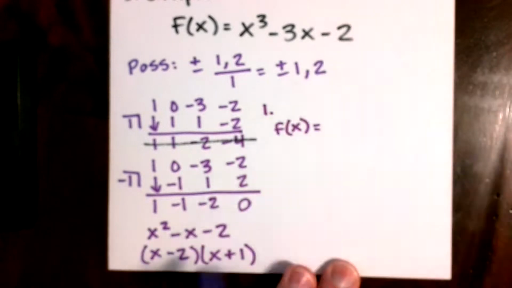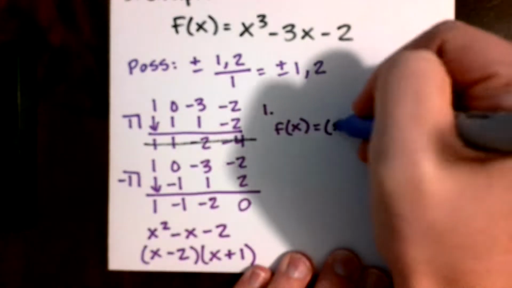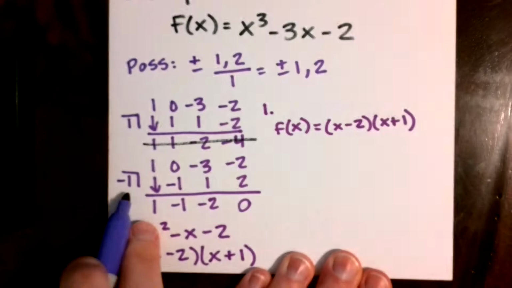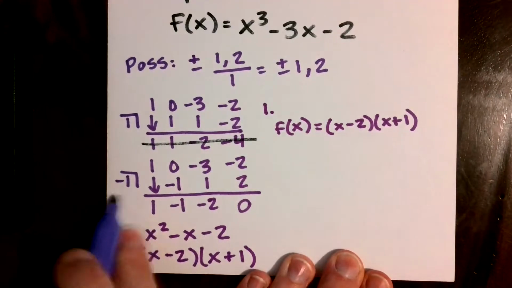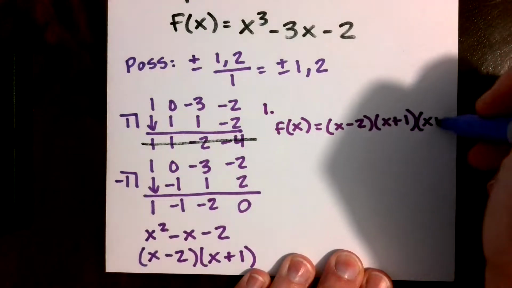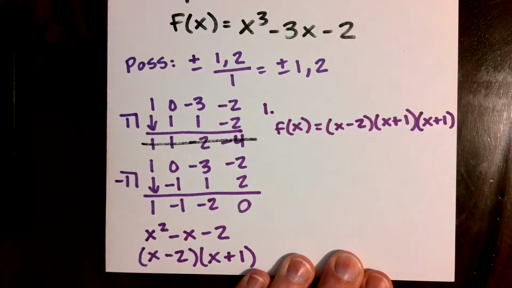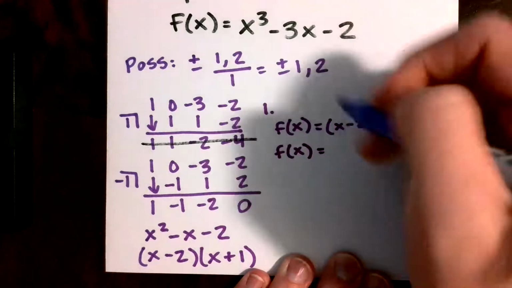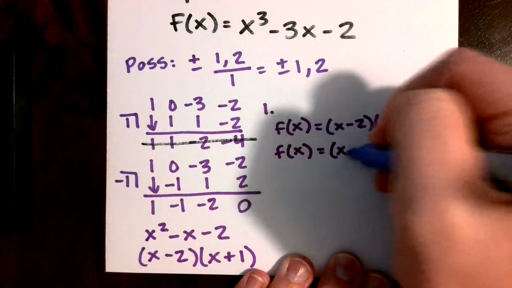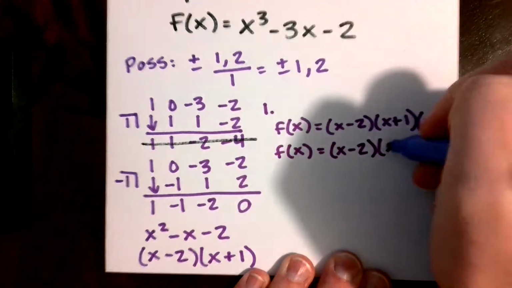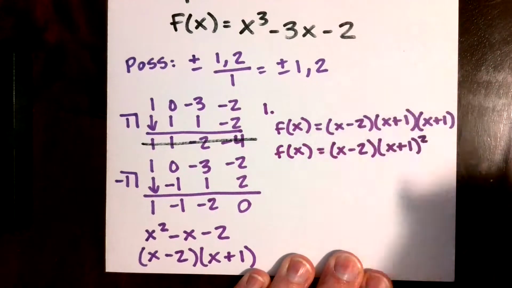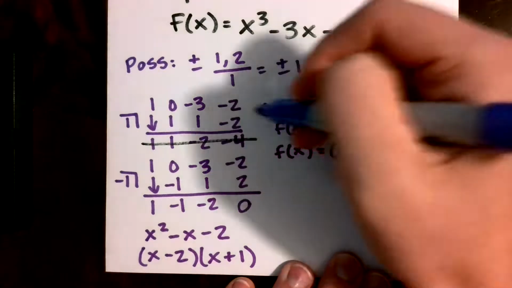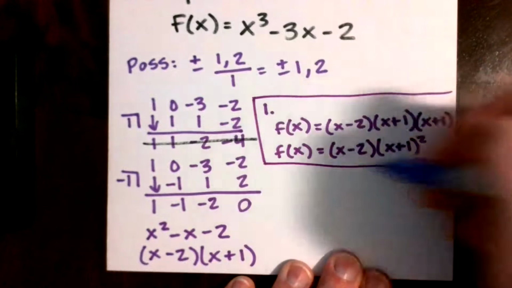Our fully factored form, we've got this x minus 2, x plus 1, but then we also have our x-intercept up here of negative 1, so that will also be an x plus 1. So we've got it in factored form, but if we're moving on to solving or graphing, it might be helpful to go ahead and combine those x plus 1s into an x plus 1 squared. So that would be the first part. We've got it fully factored.